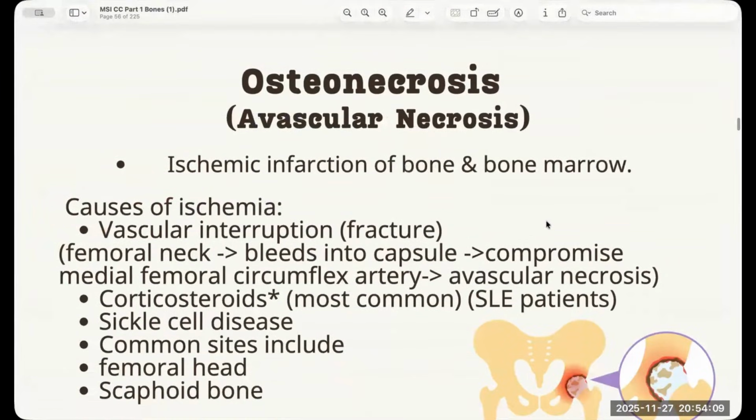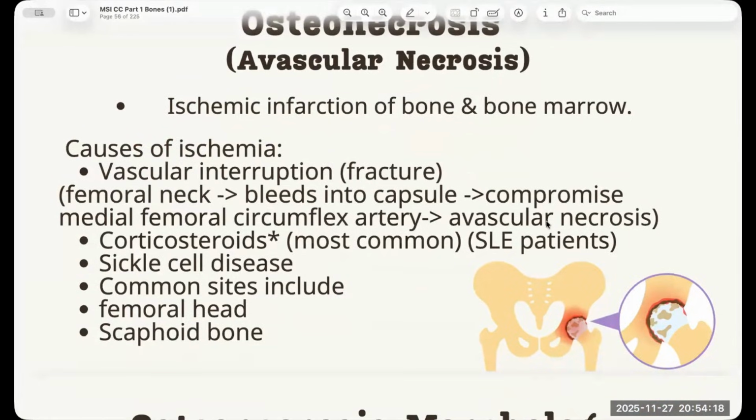Next is osteonecrosis. Osteonecrosis is avascular necrosis or ischemic infarction of bone and bone marrow. Okay, what are the causes? It's usually vascular interruption or fracture. When a fracture happens, let's say a fracture of the femoral neck, there would be disruption of the blood vessels, right? So these blood vessels will bleed in, and this will compromise the circumflex artery and cause avascular necrosis.